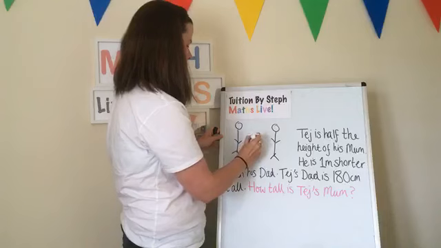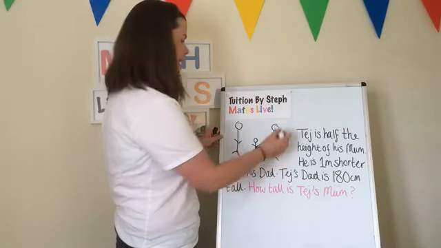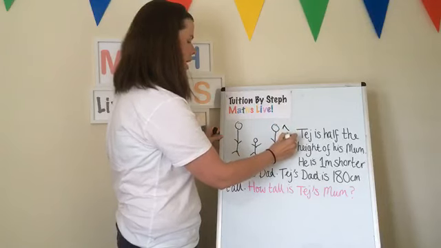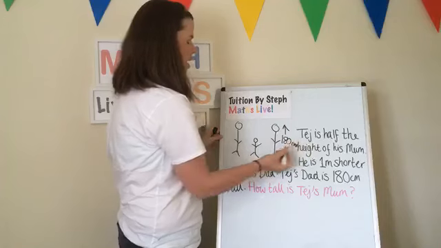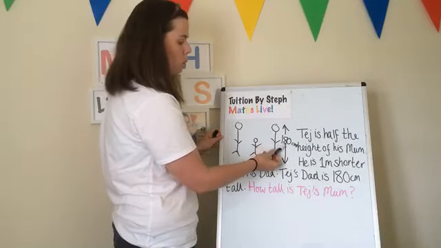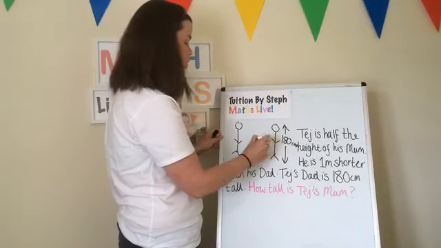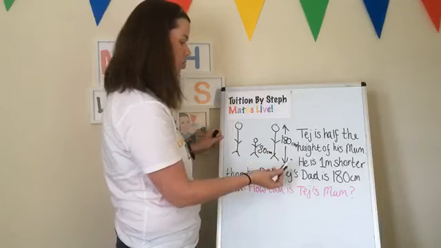So let's make him a bit shorter. He's 1 metre shorter than his dad, and his dad is 180 centimetres tall. So, if he's 1 metre shorter than his dad, you need to subtract 1 metre from 180 centimetres, which would leave you with 80 centimetres. We've done the first bit.